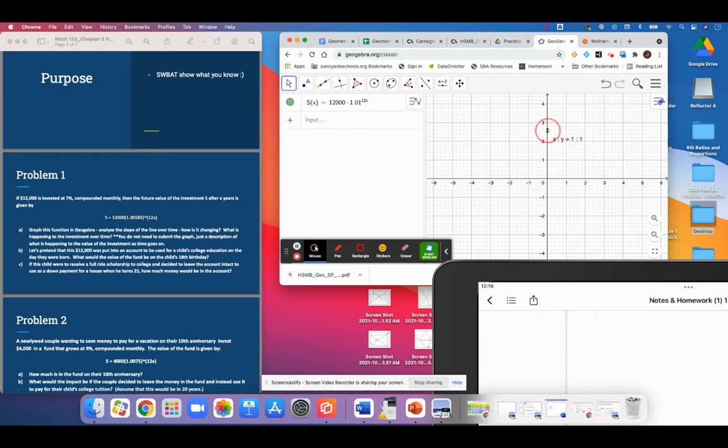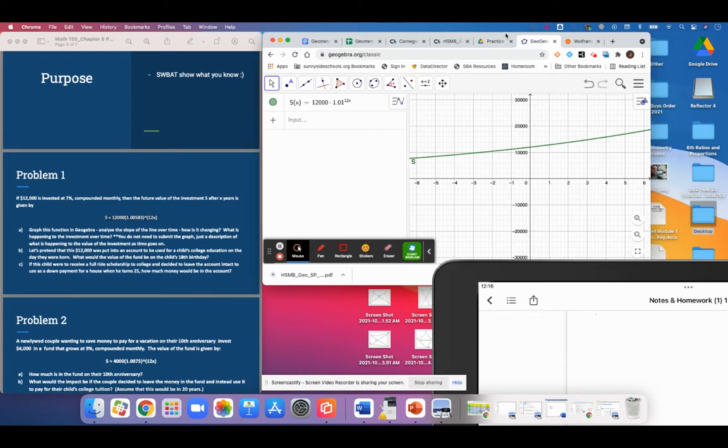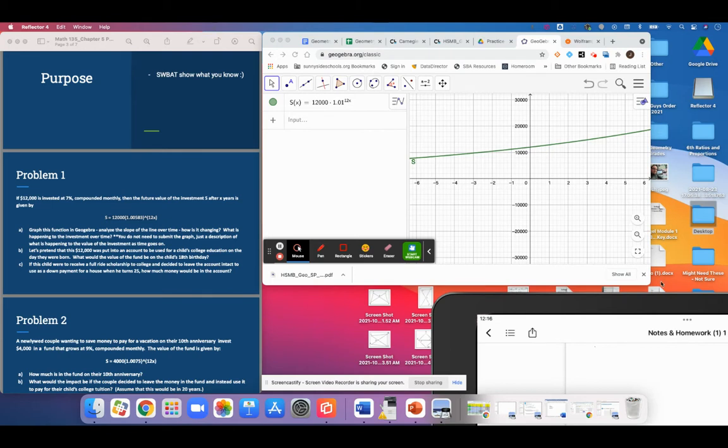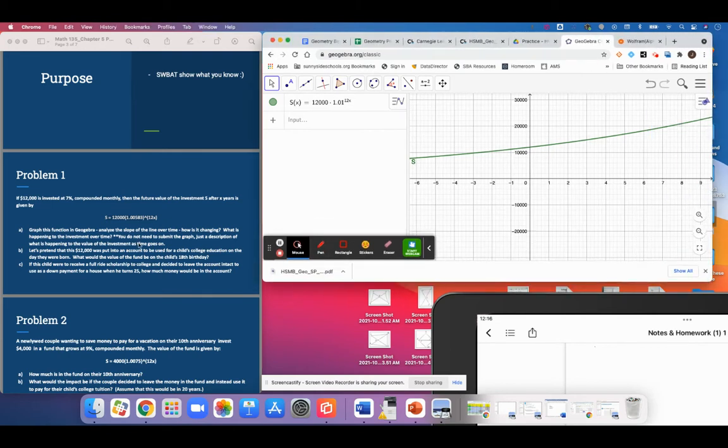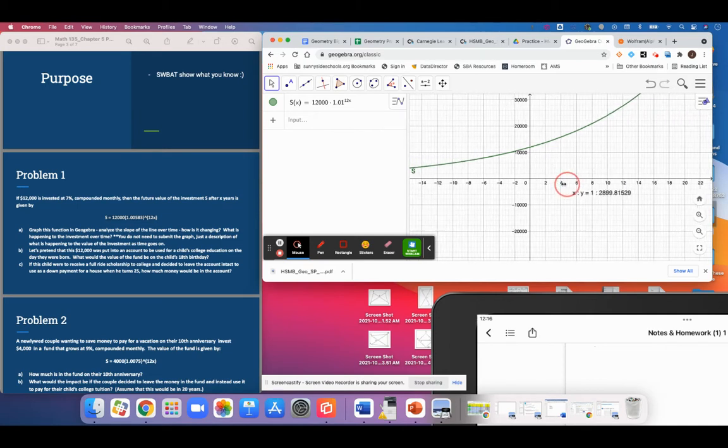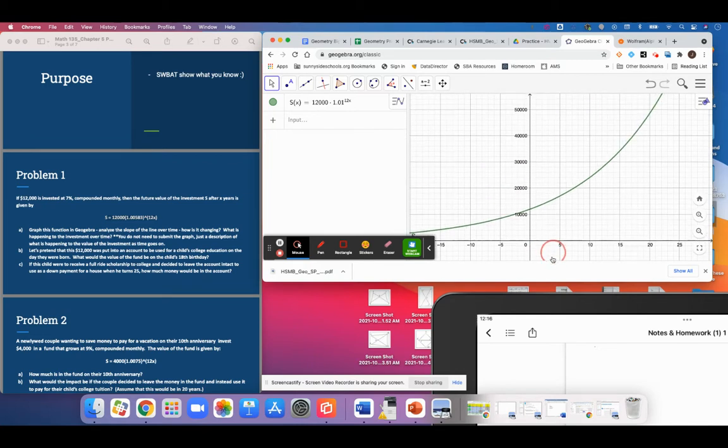And remembering we can hold Shift to grab the axis and pull it down until we see something on this graph. So there we've got the equation with the $12,000. It's crossing the y-axis at the point (0, 12,000). And I'm going to go ahead and pull this out a bit. So we are just asked to look at this in GeoGebra initially and see what's happening to this investment as time goes on.